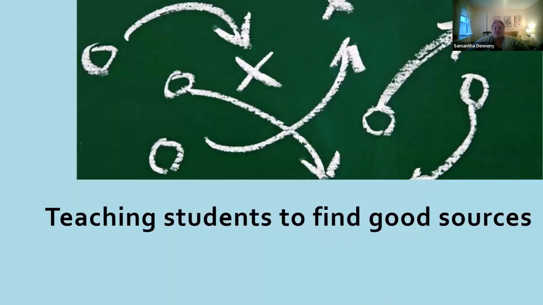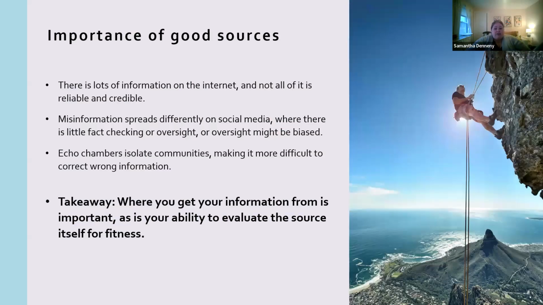So let's talk about teaching students to identify good, trusted sources. It can be very difficult for students and really anyone to identify good sources. There's a lot of information available, and not all of it is reliable and credible. Much of it can even be designed to look credible when it isn't. Misinformation can spread very quickly, especially on social media, where there is little fact-checking or oversight, and there are often biases or echo chambers where it is difficult to correct incorrect information.